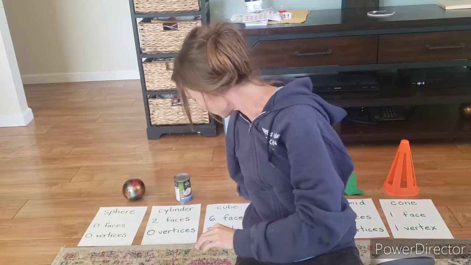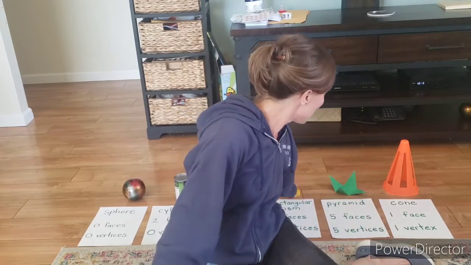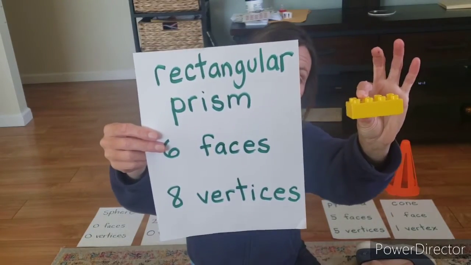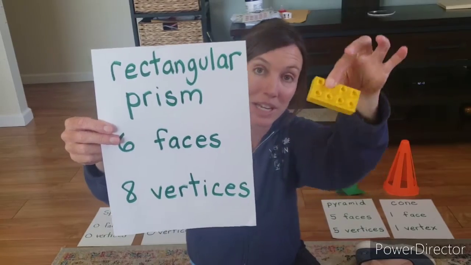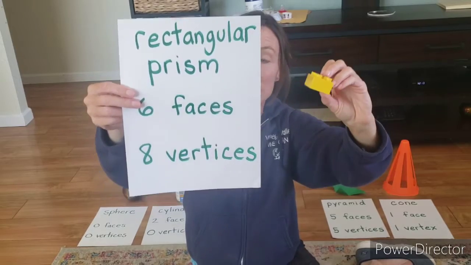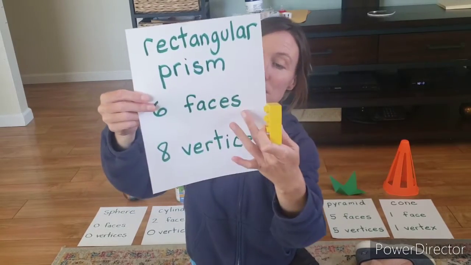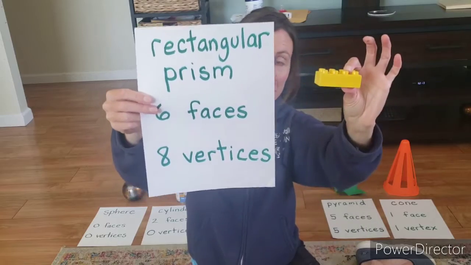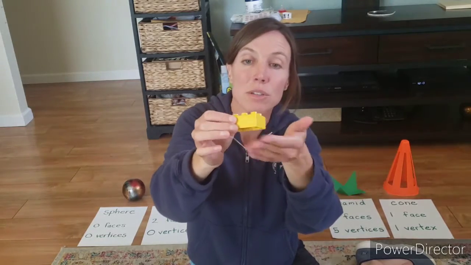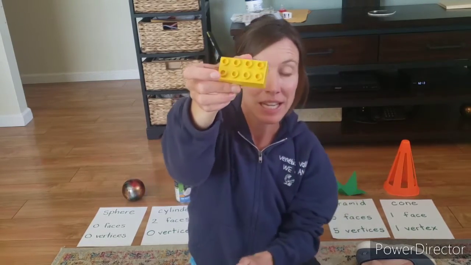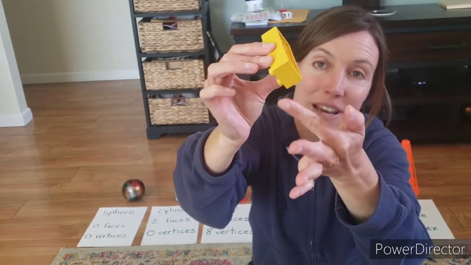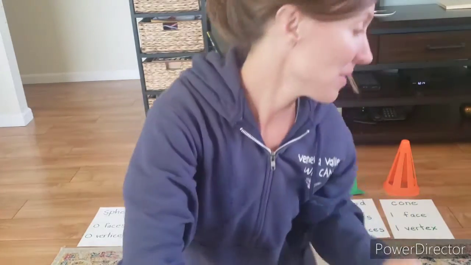Okay? The next one is a rectangular prism, and that's really similar to a cube, but it's longer like a rectangle. So a rectangular prism, again, I found a Lego, but it's longer on one side, which makes it a rectangle. It's pretty similar to a cube because it has 6 faces and 8 vertices, okay? So let's double check that. 6 faces, again, imagining this is flat. 1, 2, 3, 4, 5, 6. And 8 vertices or 8 points. So it's 1, 2, 3, 4, 5, 6, 7, 8 vertices. So that's a rectangular prism.